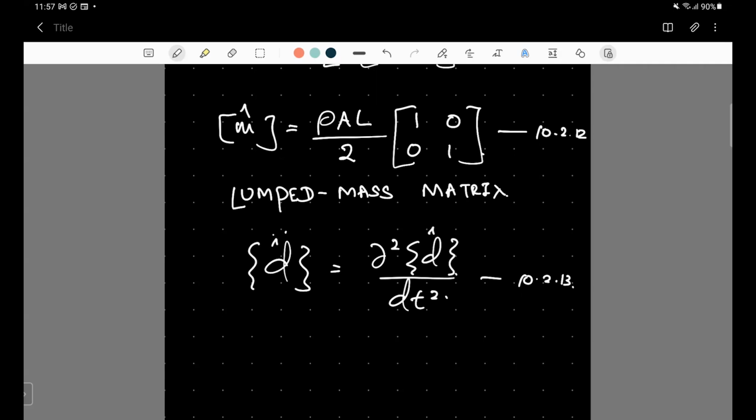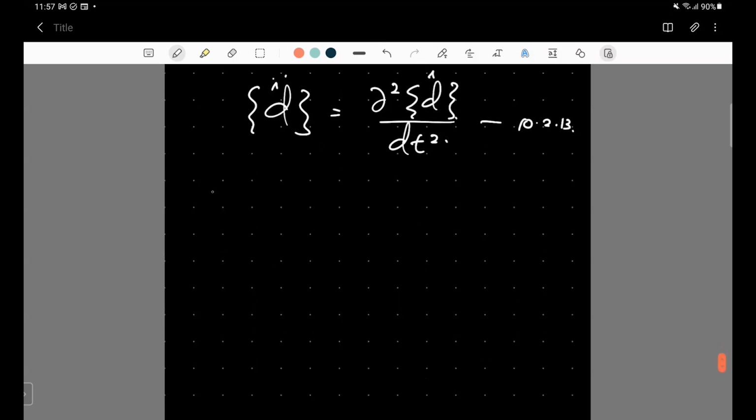So we will quickly try to look at the consistent matrix method for a bar element. So there are many ways. Let's quickly consider consistent. So there are different ways available for obtaining the consistent mass matrix.